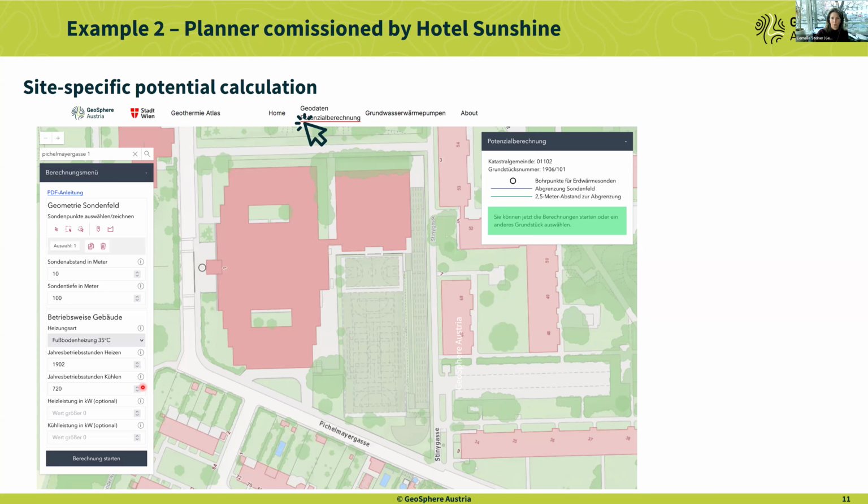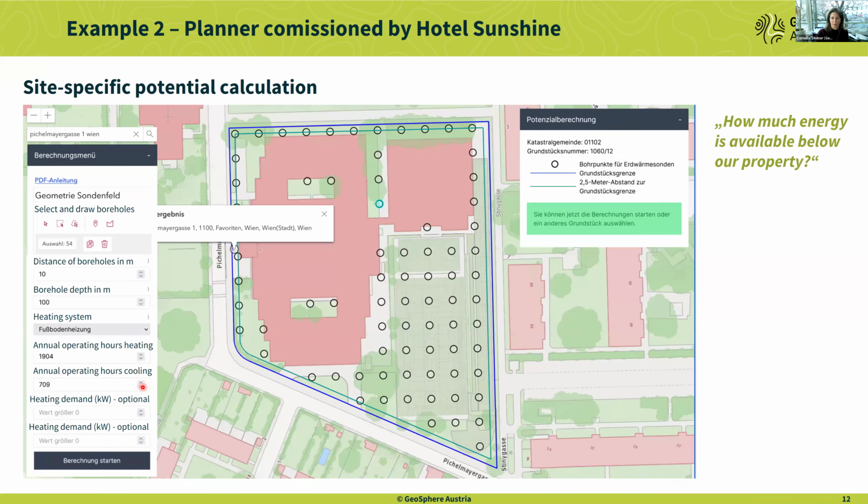And if you click on any location, then this happens, and magically a high number of boreholes appear. And they are just thrown in there based on whether this is a free space or not. If a building is there, then no boreholes are placed here. But now the fun starts because you can adapt this first borehole heat exchanger field.